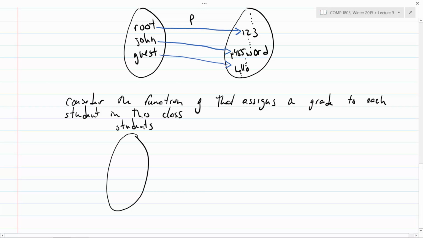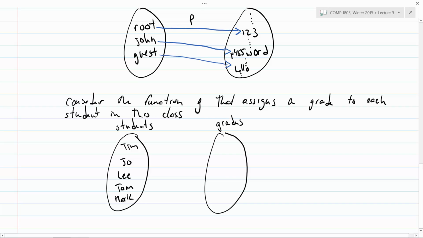So I'm going to simplify it a little bit, and rather than write out 370 things, I'm just going to write Tim, Joe, Lee, Tom, and Mark. All right, and now we have this set of possible grades. And again, I'm going to simplify this a little bit and just say the possible grades are A, B, C, D, and F. All right, I'm not going to include the pluses and minuses. You could if you want. I just don't want to make the example too big.